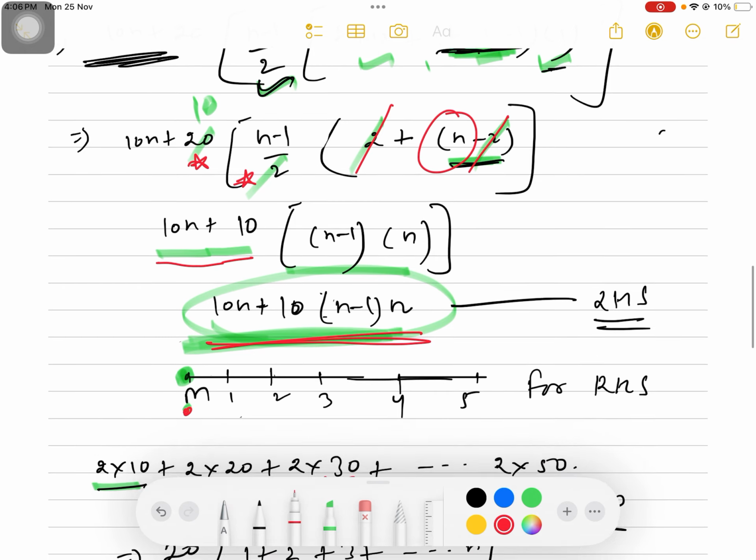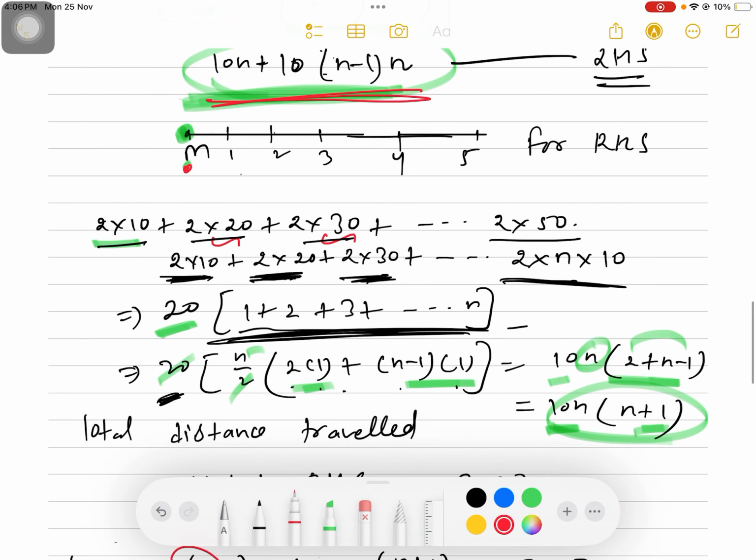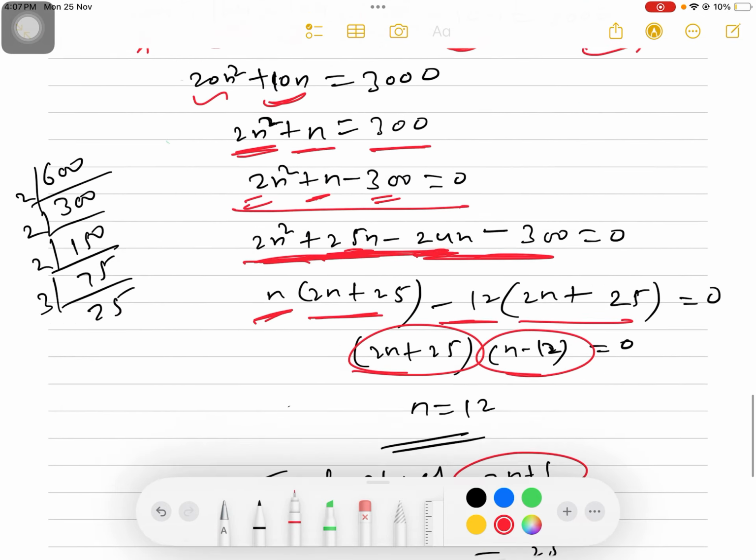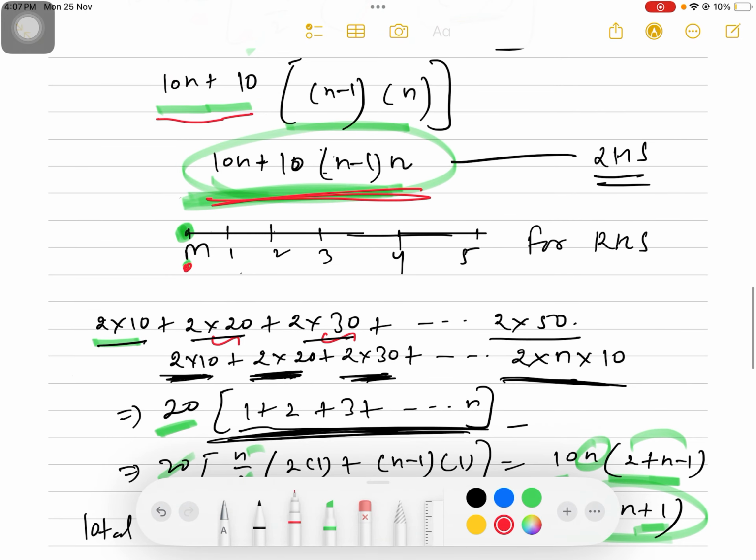See here now, that LHS will not come equal to RHS distance. I will tell you how. Suppose for RHS also I have to explain in the same way. See, for RHS I have taken this example. Okay, so this is my middle stone.